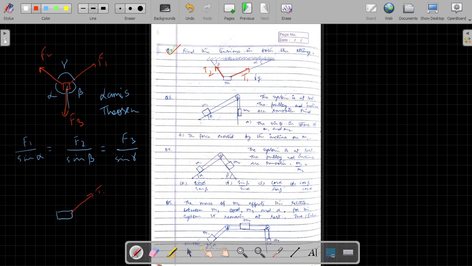So the block is tied to 2 strings with tensions T1 and T2, and the block is in equilibrium as the strings are tied. So we have to figure out what the tension forces acting in the strings are. The important thing we are doing here is that this time we are not taking components in solving this question.